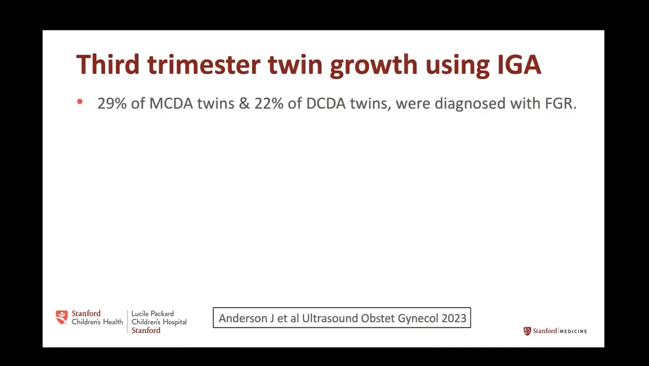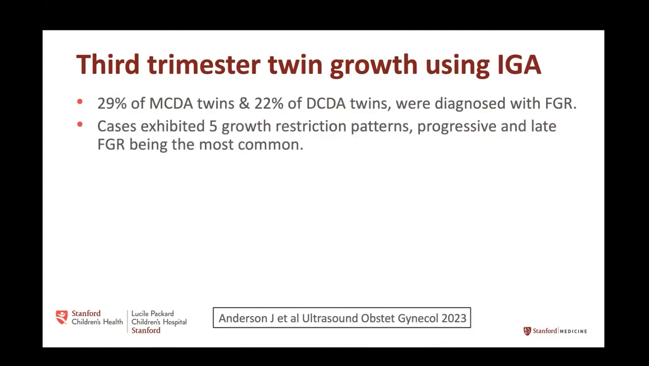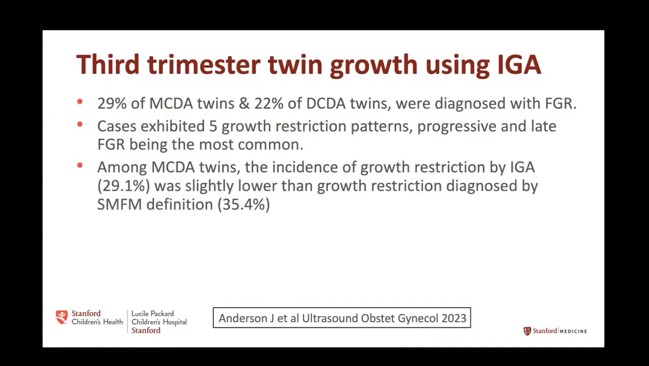And then using the data and coming up with the different pathologies, we found that in our monochorionic twins and dichorionic twins, these were the rates of fetal growth restriction that we saw based on IGAP. Again, quite high, 30% and 22%. We did see different growth patterns as well.